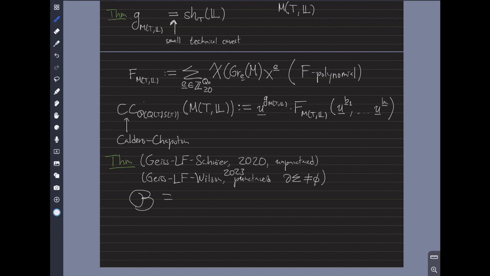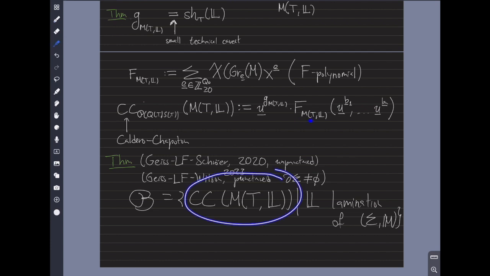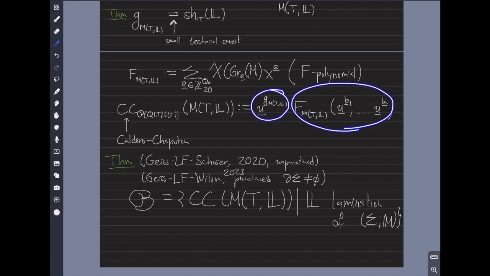The following set, B equal to CC of, I'm not writing the subscript for the Jacobian algebra, just directly this, such that L is a lamination of the surface Sigma, and here T is fixed, the triangulation T is fixed. This set, which if you think about it, is a Laurent polynomial, because this is a Laurent polynomial and this is a Laurent monomial. So this is obviously a Laurent polynomial. Okay, this thing is a basis for the cluster algebra.